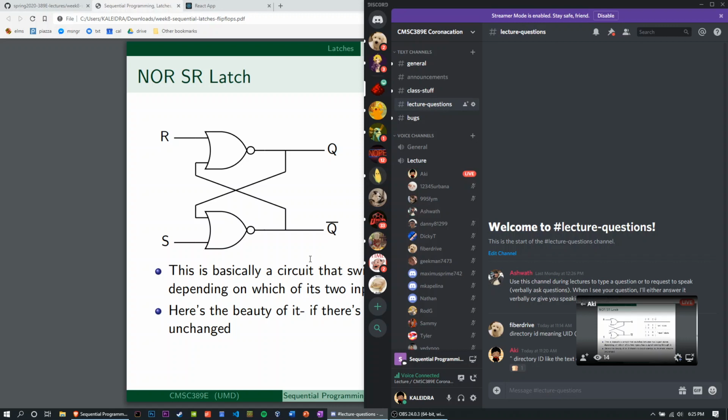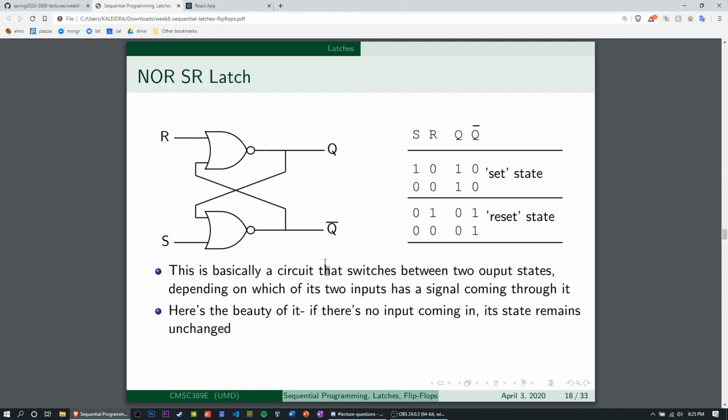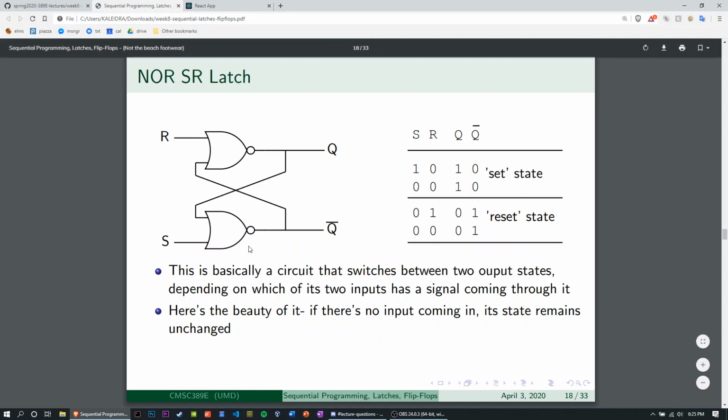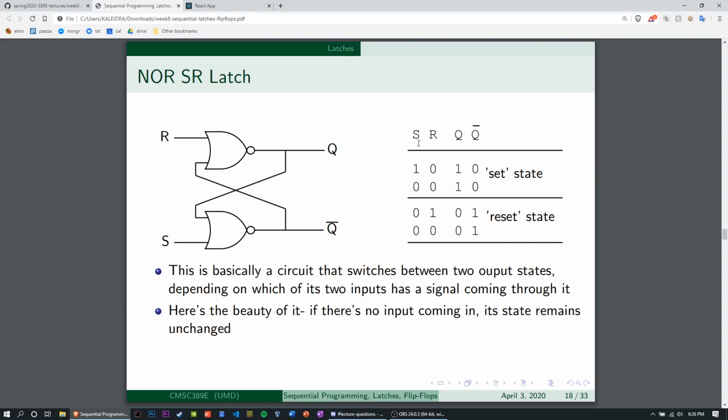No worries. So yes, basically a circuit that switches between two output states, depending on which of its two inputs the signal is coming through. Right now the circuit's in a certain state; by default, it starts off with a state, and I'll talk about that a little later. Given an input of 1, 0, with the 1 through the S, you'll turn Q on. And then, no matter what happens, if you stop giving inputs at all, Q will still be on. Then if you give it an input through R, Q will be off and Q bar will be on. So that's like setting and resetting.